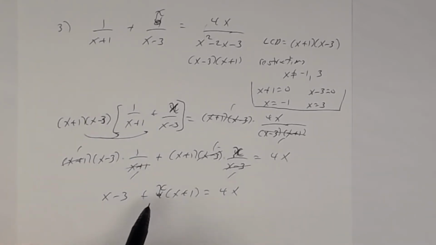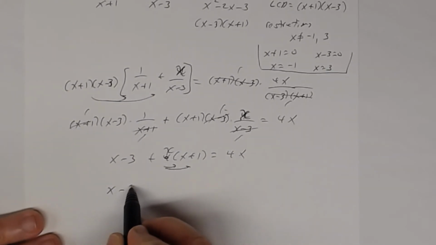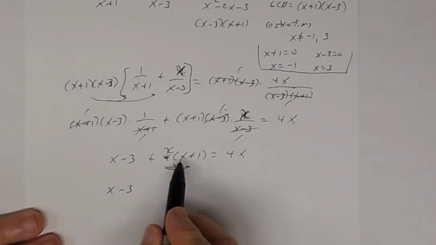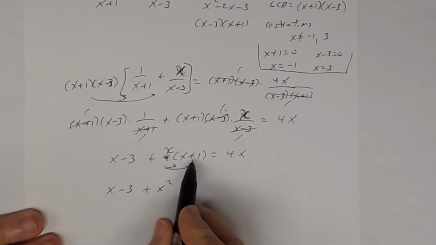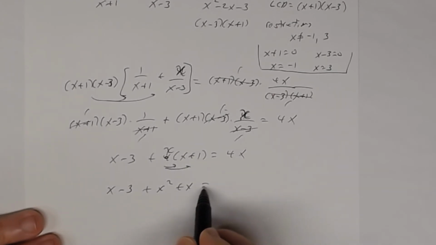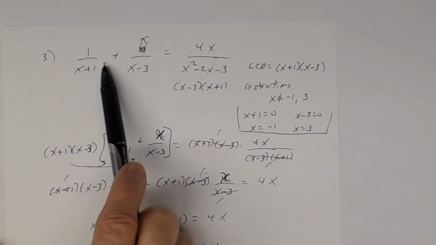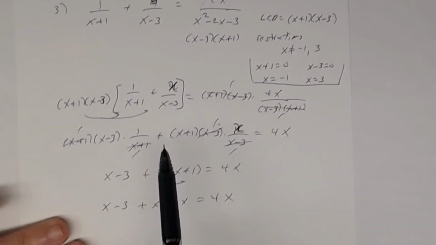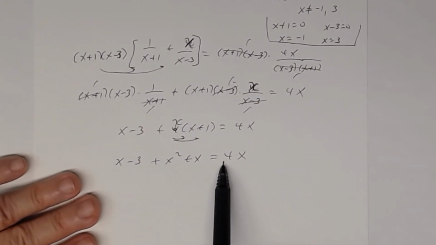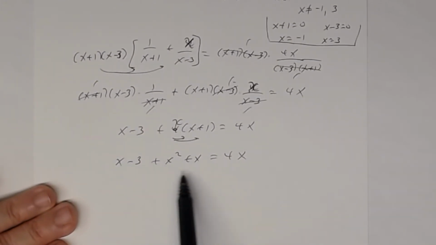Okay, so now we're going to distribute right here. So when I distribute, look at what I get. I get x minus 3. Okay, x times x is x squared, right? x times x is x equal 4x. All right, so that's where I'm at. So notice I went from a rational equation to quadratic. Okay, so let's go ahead and solve this quadratic equation.